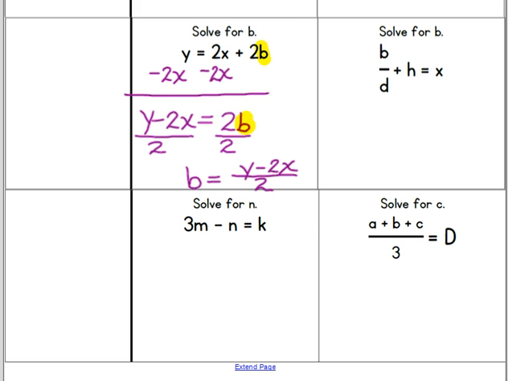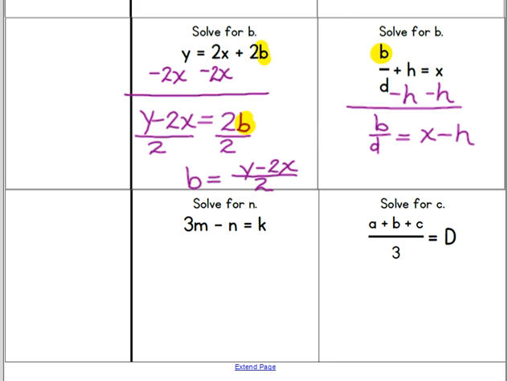On the next equation, it also asks us to solve for b. So highlighting what we're trying to get by itself, and think of this just like any normal equation. We need to get rid of that constant or move that constant. In this case, since it's plus h, we would need to subtract h from both sides. Then we have b divided by d is equal to x minus h.